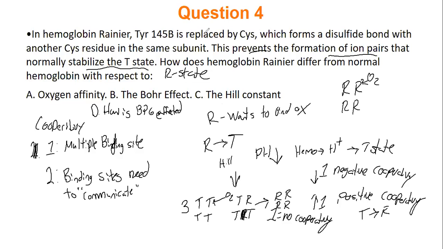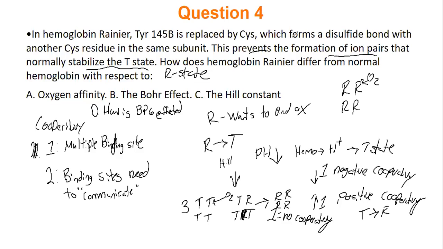So I have a more, I have a less. Remember what BPG does. BPG binds to the center of hemoglobin and stabilizes the T state, right? However, if I have a mutant hemoglobin that stays in the R state, there is no T state for BPG to bind to, so it's less of an effect.